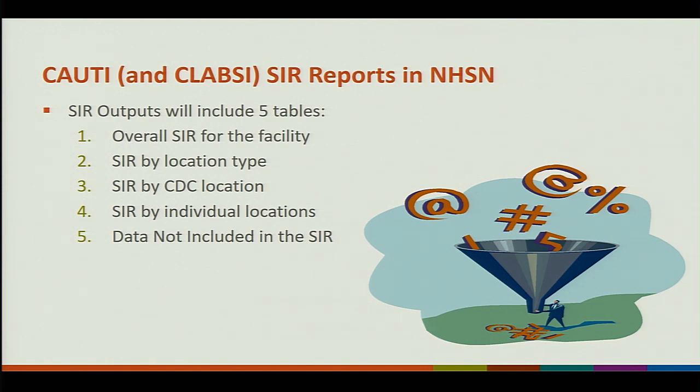So now that we know how to interpret your SIR tables, let's look at the actual report. When you run the report in NHSN, it will be separated into 5 tables. The first table will be the overall SIR for the facility. The second table will be the SIR by location type. The third table will be by CDC location. The fourth by individual locations. And the fifth or potentially sixth table could be data not included in the SIR.